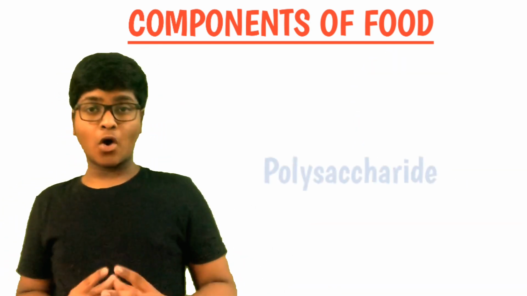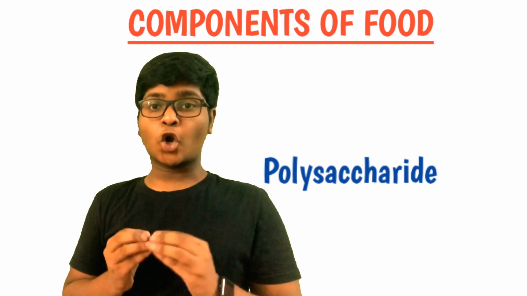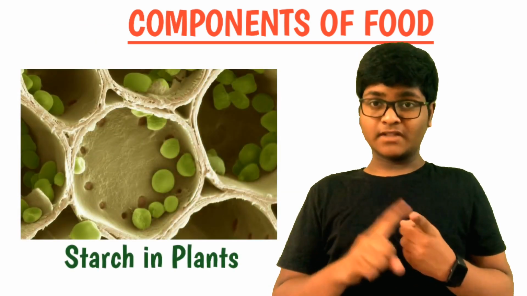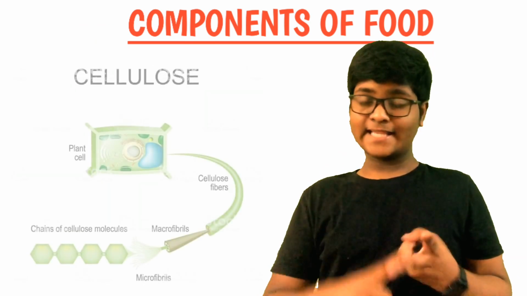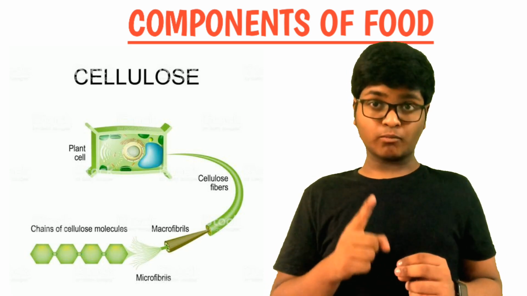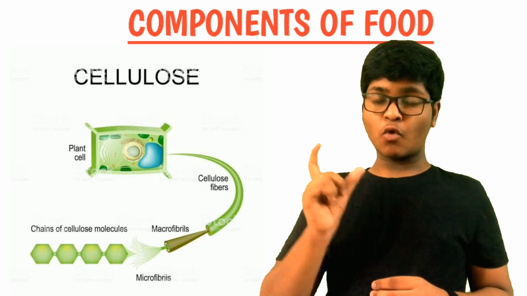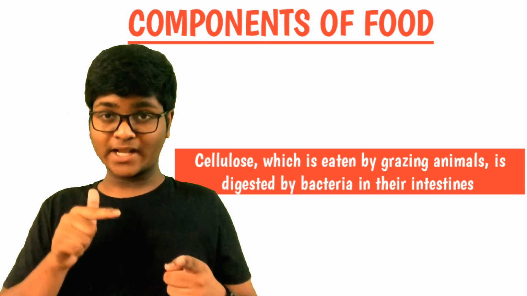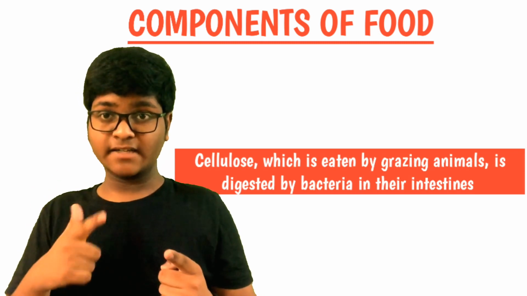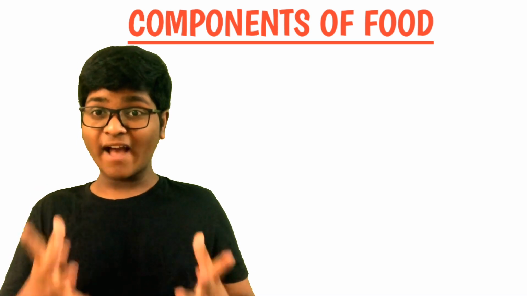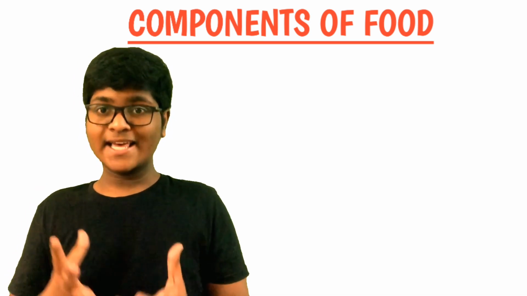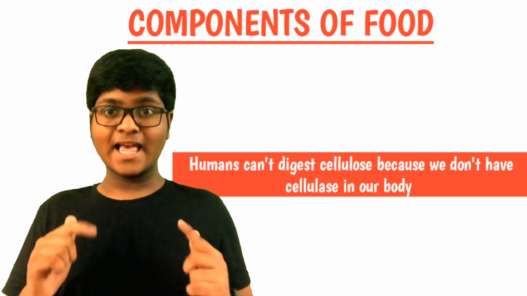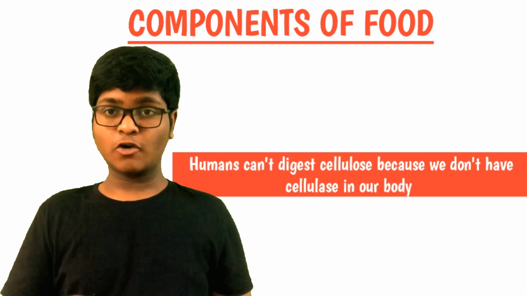Let us learn about the polysaccharides. Polysaccharides are non-sugar molecules. The examples for polysaccharides could be the starch in plants and the cellulose. Cellulose is the chief carbohydrate that is present in the cell wall of higher plants. You know what? The cellulose which is eaten by grazing animals is digested by bacteria inside their intestines. And why can't humans digest cellulose? It's because we don't have cellulase in our digestive juices. Hence, we cannot use cellulose in our daily diet.